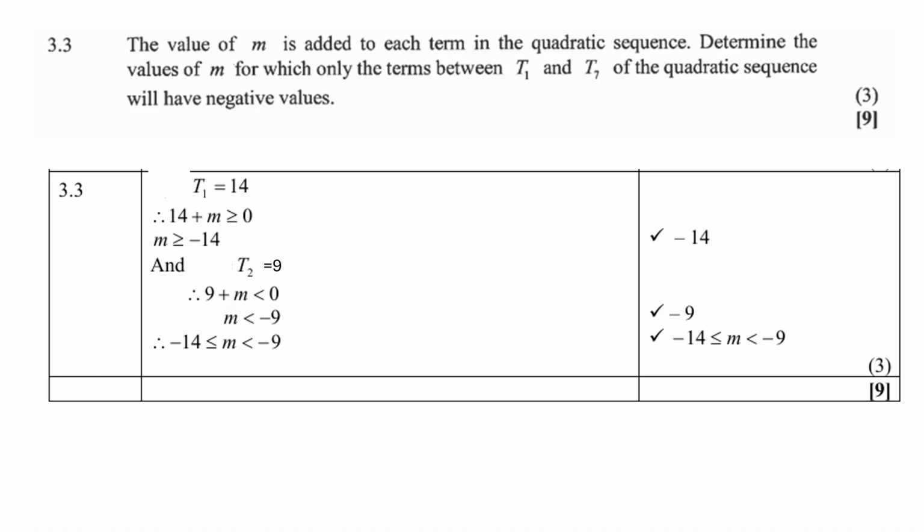And then of course t2 is 9. So you do the same with t2, which is 9 in the previous sequence. So 9 plus m, now you must say less than, remember it must be between t1 and t7. So you say less than 0. So therefore m is less than negative 9. So therefore m lies between negative 14 and negative 9.